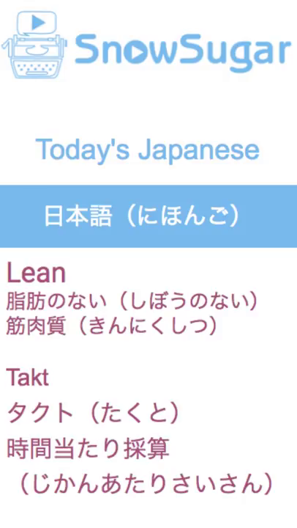But when you want to translate lean into Japanese, the original meaning is shibō no nai. Shibō means fat. No nai means no. So no fat, shibō no nai. That's the original meaning of lean in Japanese.